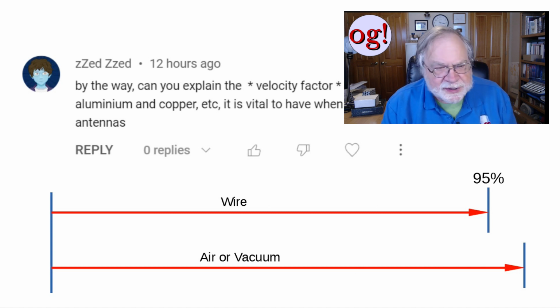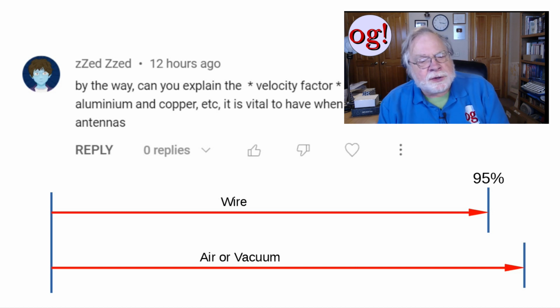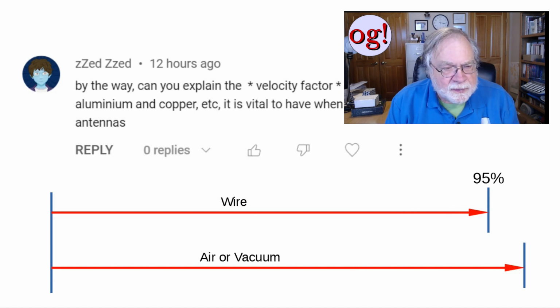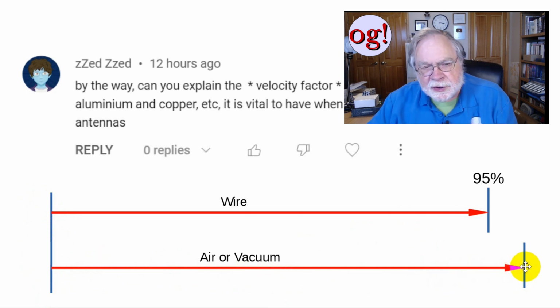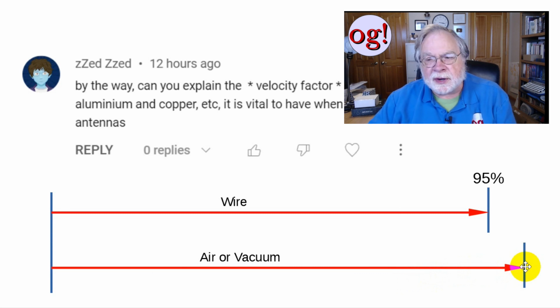Have you thought of a disc cone? Okay, I've drawn two lines down below. This spot right here is where you start, okay? Launch an RF wave into air or a vacuum, and it will travel at the speed of light. Now, there is a very slight difference between the speed of light in air and the speed of light in a vacuum. It's so small that us hams normally ignore it.